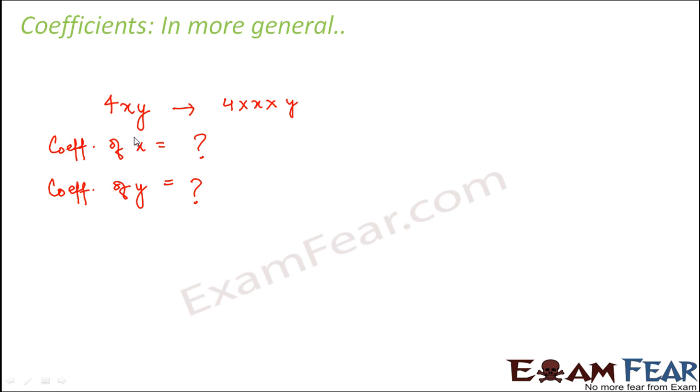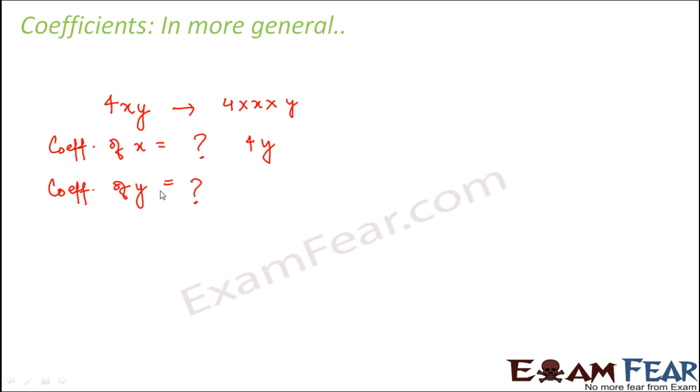Now when we talk about coefficient, it is not only about being numeric, it is also about being a factor. If you say that the coefficient of x is 4, and you multiply 4 with x, do you get 4xy? No, you do not. So this is not the coefficient of x. The coefficient of x is 4y, because when you multiply 4y with x, you get 4xy.